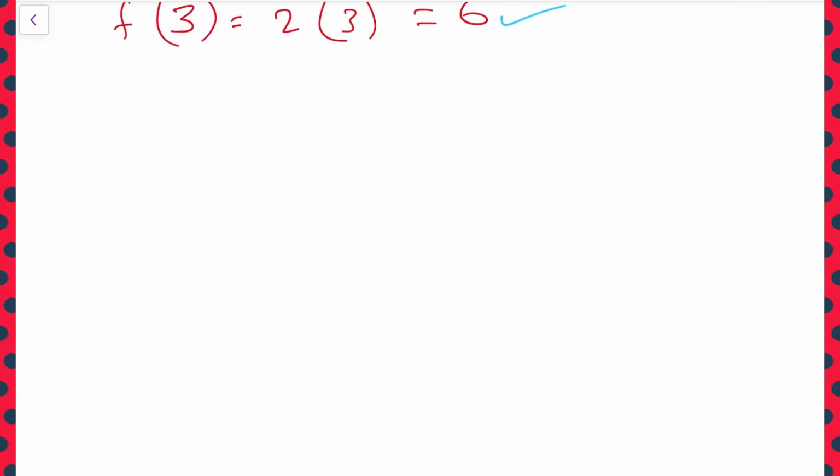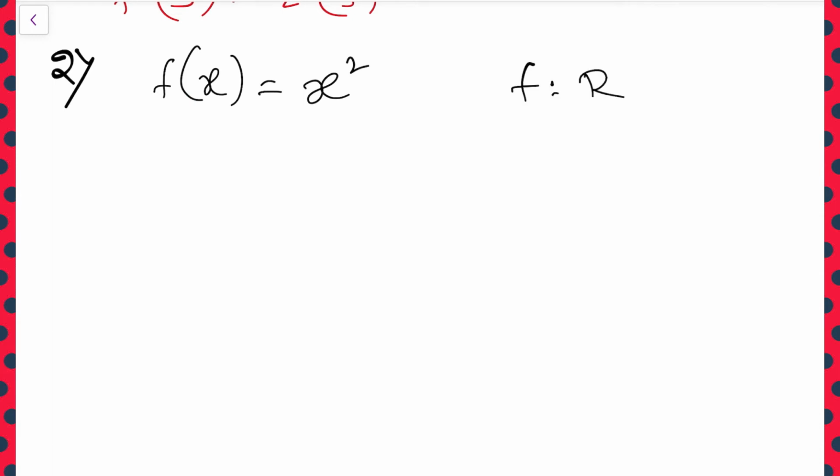Next, second example. f of x is equal to x square. He is asking what will be the range, and the function is defined from R to R. f is a function from R to R defined by f of x equals x square. Then what will be the range of it?